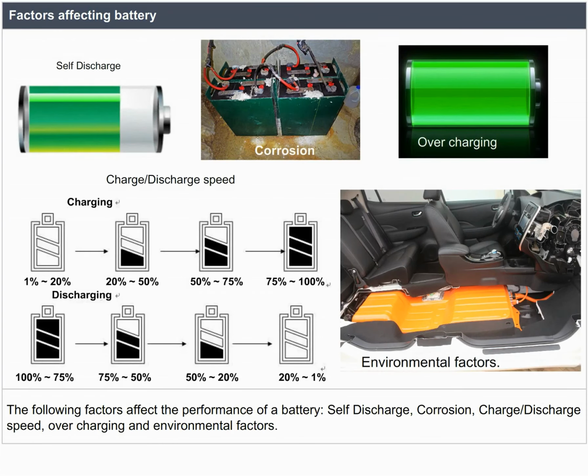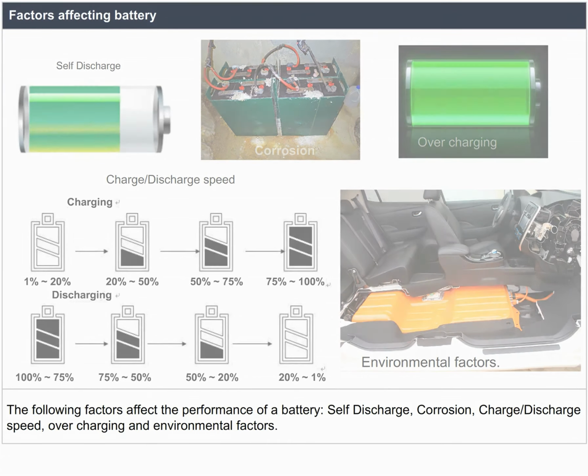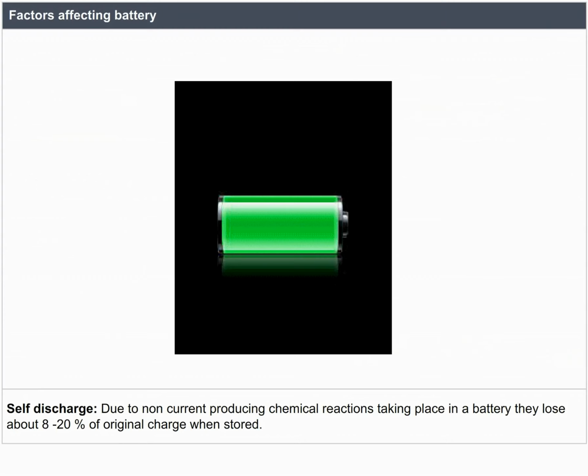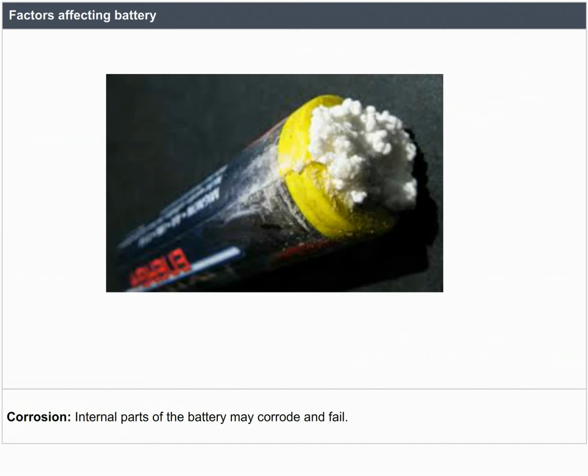Factors affecting battery. The following factors affect the performance of a battery: self-discharge, corrosion, charge-discharge speed, overcharging, and environmental factors. Self-discharge. Due to non-current producing chemical reactions taking place in a battery, they lose about 8–20% of original charge when stored. Corrosion. Internal parts of the battery may corrode and fail.